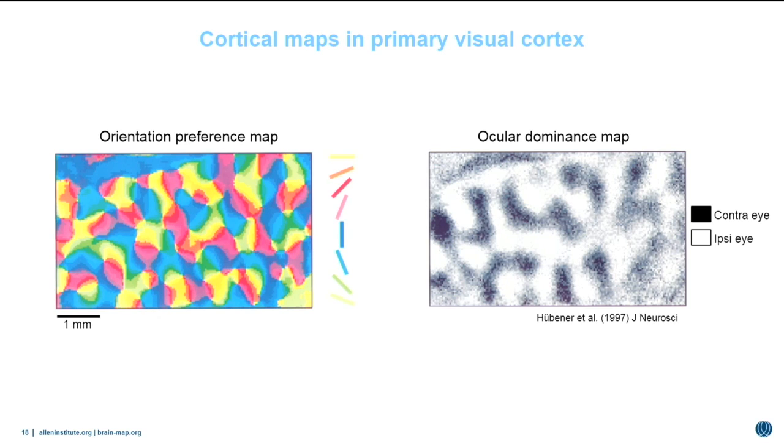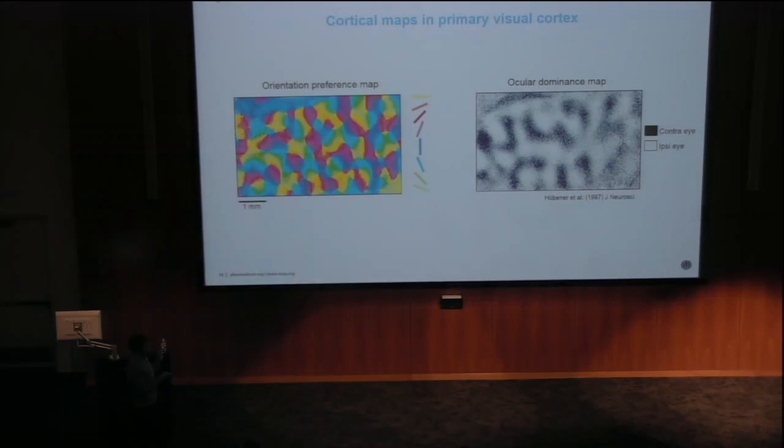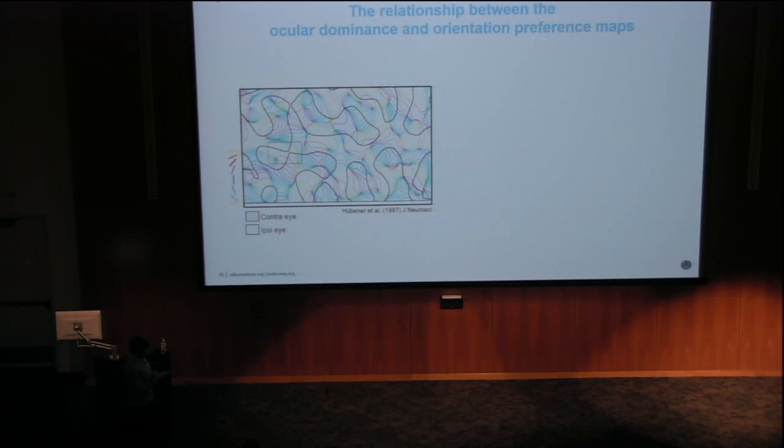These two cortical maps were recorded in the same cat. It was actually the same experiment. And in this study, they compared the relationship between these maps. It turned out that they're strongly related. This plot shows this by representing these two maps superimposed on each other.